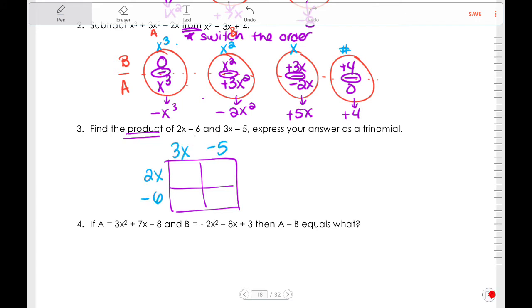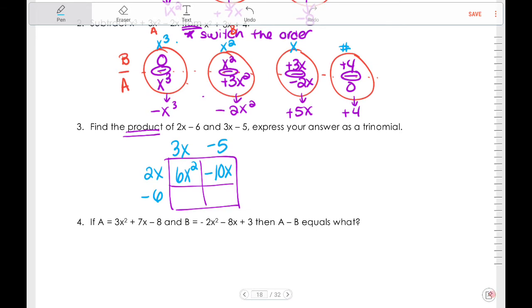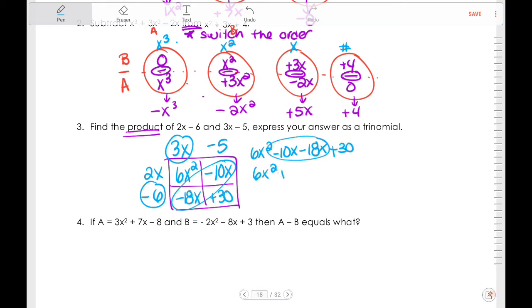When I multiply those, remember that exponents are being added. So this is 6x squared, negative 10x. It's like a Punnett square. I'm taking the two things on the outside and putting them into the middle using multiplication. Then I'm going to go ahead and combine my like terms. So 6x squared minus, plus 30. Combine like terms. I'm going to get 6x squared minus 28x plus 30.